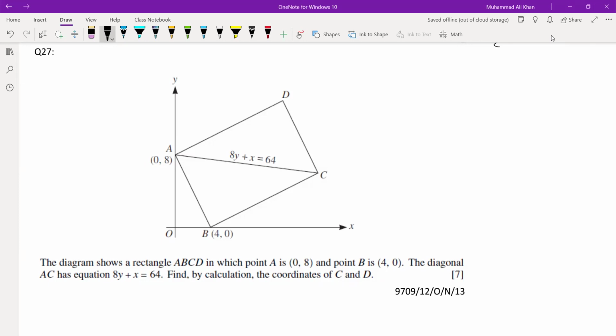Here the diagram shows a rectangle, and a rectangle means all angles are of 90 degrees, right? Now the coordinates are given. We have to calculate the coordinates of C and D. Now, how can we calculate the coordinates of C and D?